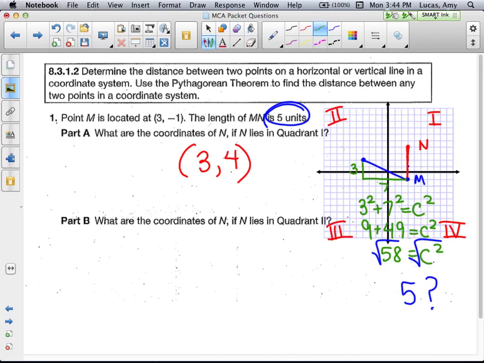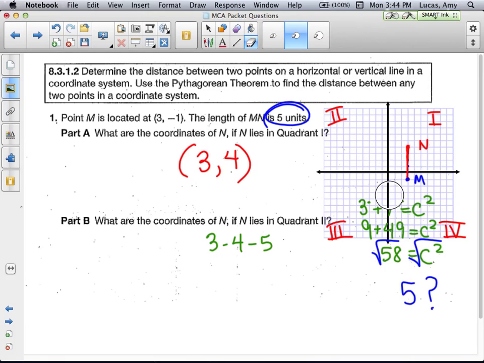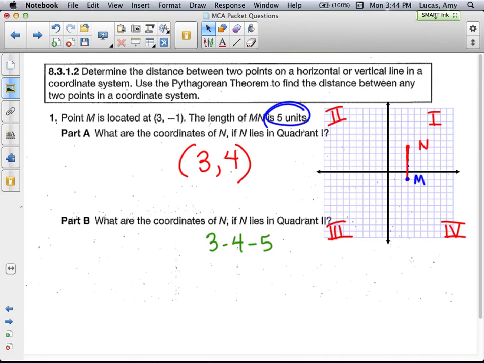So if I know that my distance diagonally has to be a 5, maybe you remember that we had some special right triangles, and we had one that was a 3, 4, 5 right triangle. So that's what I need to create here, a 3, 4, 5 triangle so that my hypotenuse can be 5. So I am going to go over 4, 1, 2, 3, 4, and up 3, 1, 2, 3, and this is where I think my ordered pair needs to be.